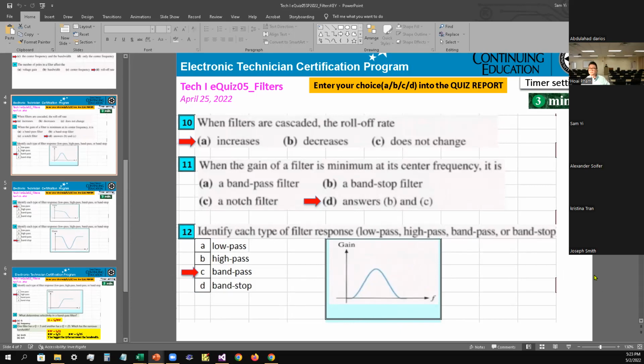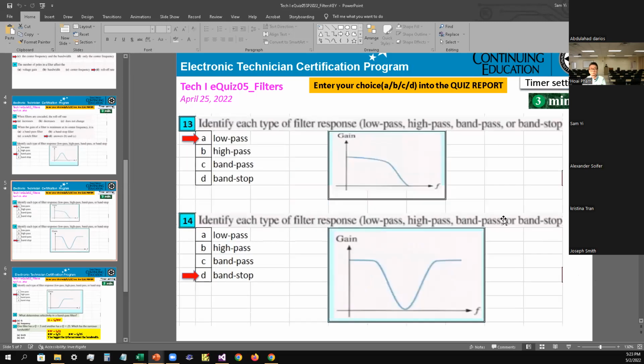Any question on number 10, 11, or 12? Okay, there's no question. Next set. So we just identify. The answer in this one is a low pass filter. So the answer is A as in apple.